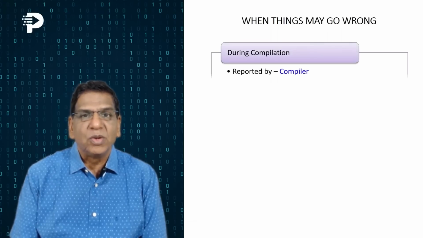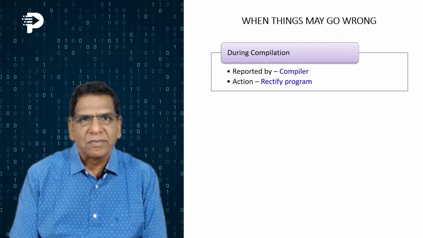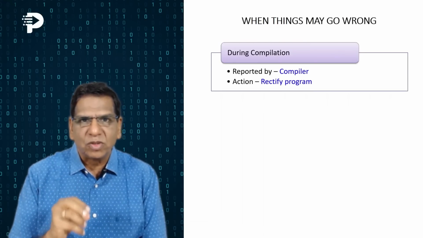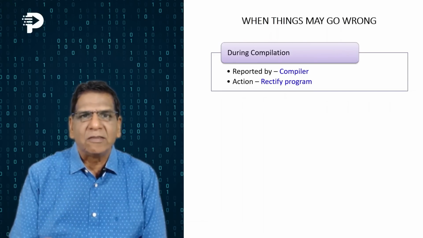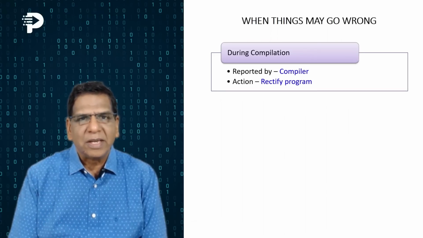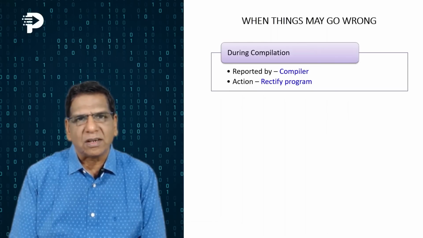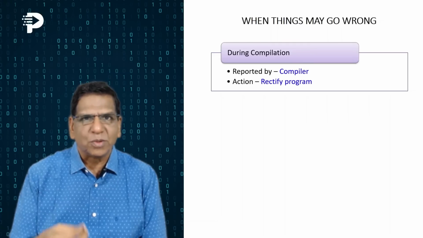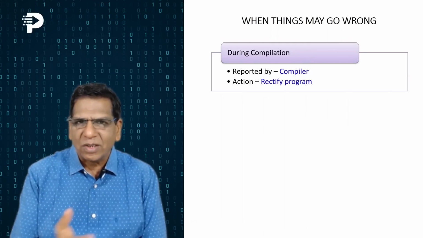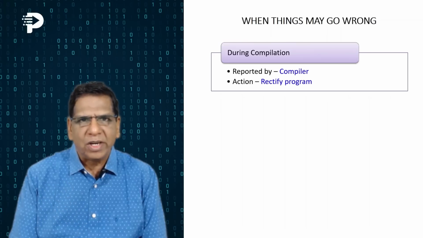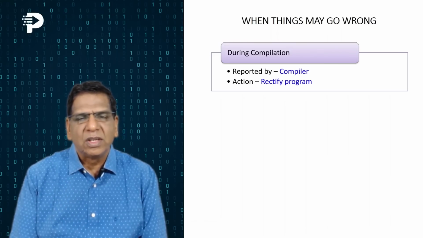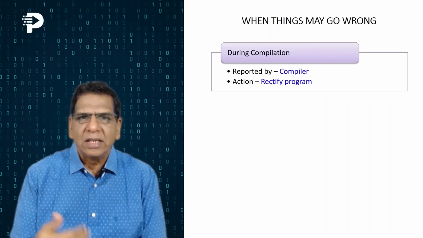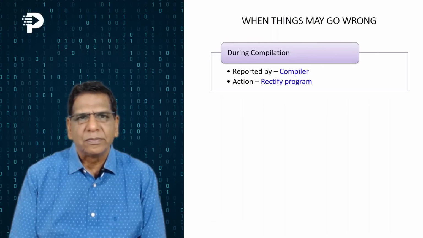First among them is during compilation. If the grammar of your program is wrong, if it is not in line with the rules that have been laid down by James Gosling for the Java language, in that case the compiler would report the error. And what action is expected on your part? Well, you are supposed to rectify those errors. So grammar wise, if something is wrong, the compiler will point it out to you, and your duty is to rectify those errors and then recompile the program. So those are fairly simple errors to deal with.